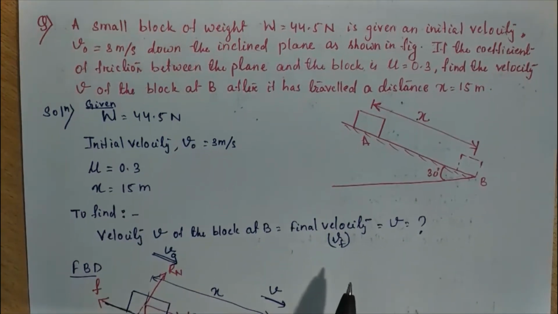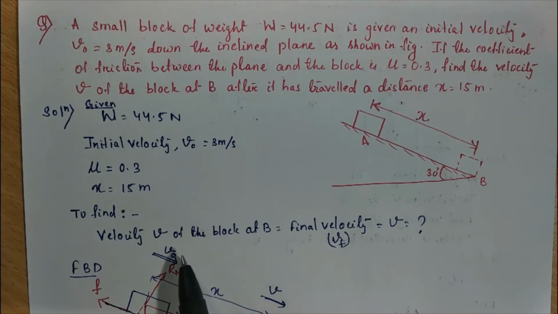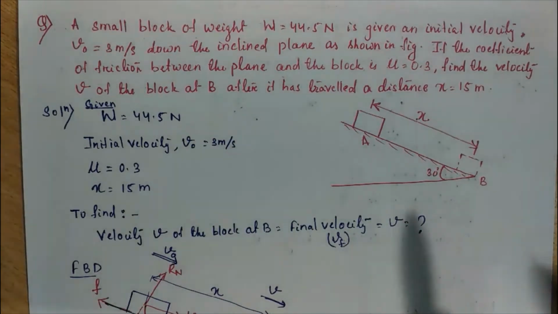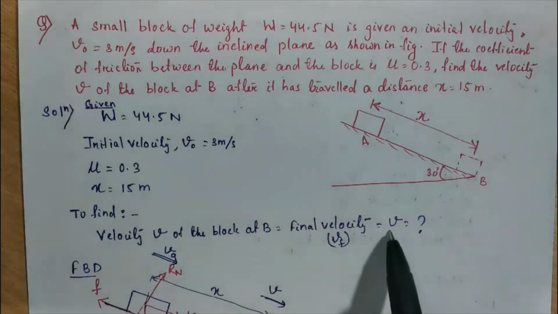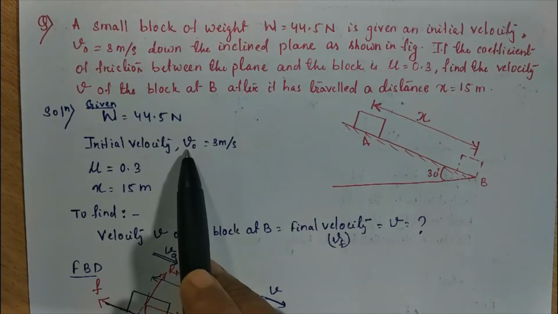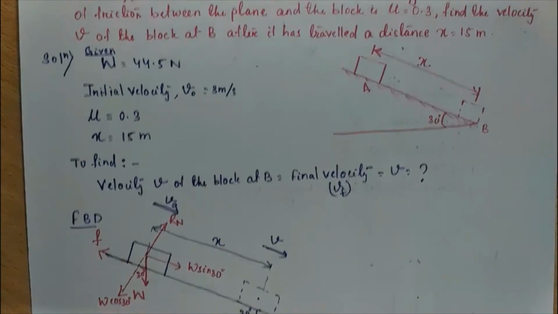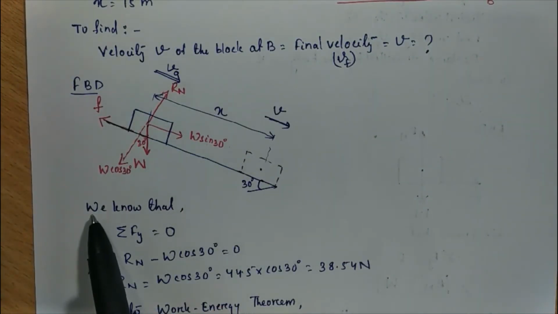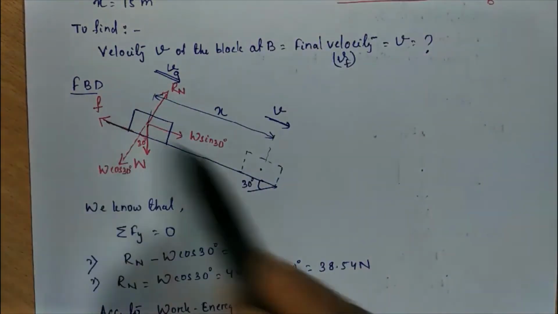So here in this question we have to find out what is the velocity of the block at point B. It means the final velocity is asked, that is Vf. And here in the question the final velocity is considered to be V, so we consider V. So Vf is represented as V and the initial velocity is represented as V naught, that is 3 meter per second. So see here, again we consider the equilibrium conditions.